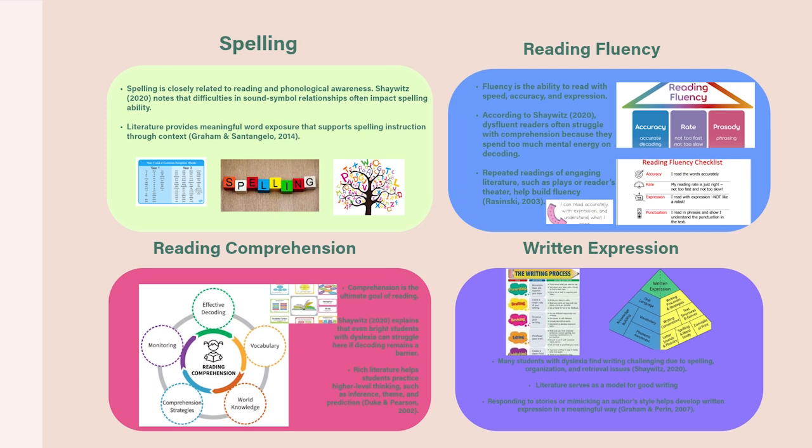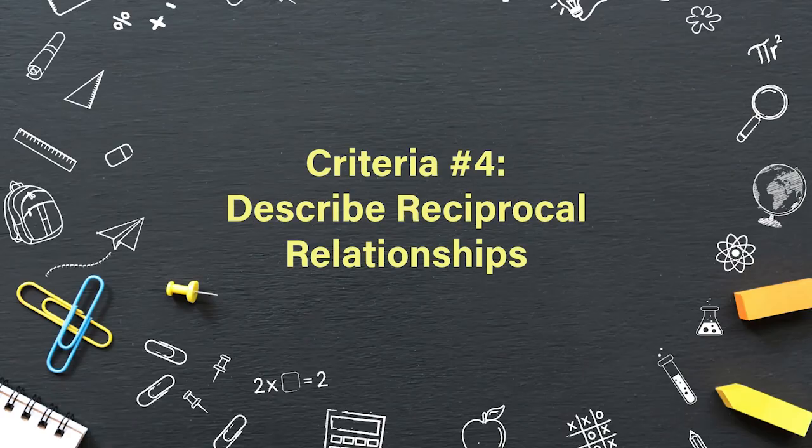After that, we have printed word recognition, which is the automatic word recognition that frees the brain for comprehension. It takes repetition and exposure to build. Finally, we have reading fluency. Fluency involves reading with speed and expression. Repeated readings and scripts help improve this.